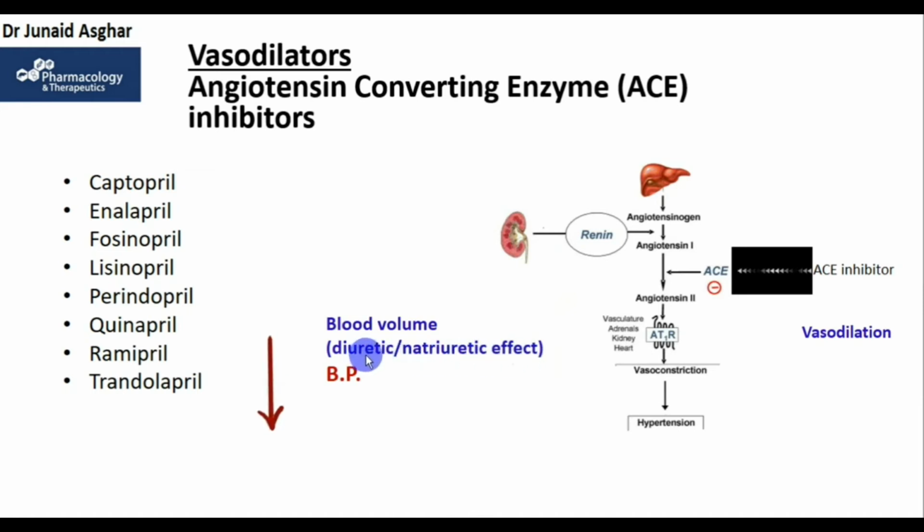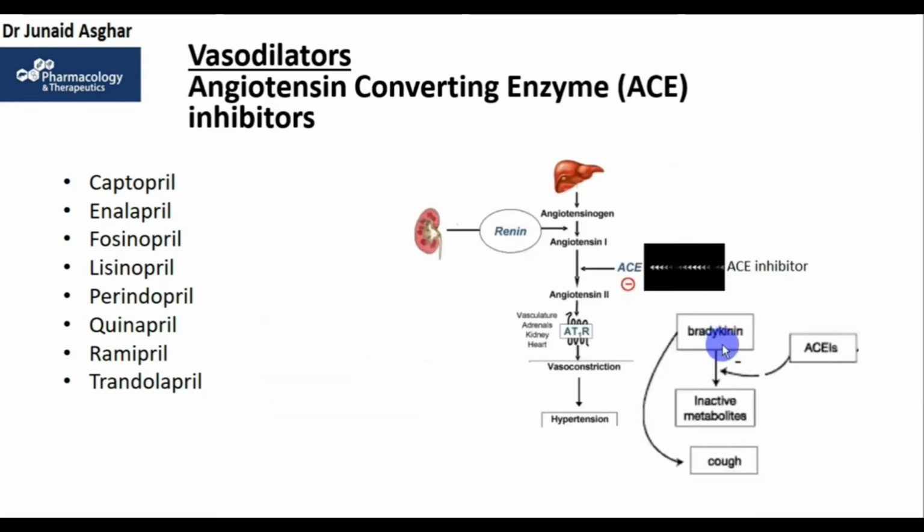Now diuretic means that they will promote the excretion of excessive quantities of water, along with a natriuretic effect, which is the increased excretion of sodium. And this is because these drugs inhibit the effects of angiotensin 2 in the kidneys, and in this way they will reduce the blood volume and hence the blood pressure.